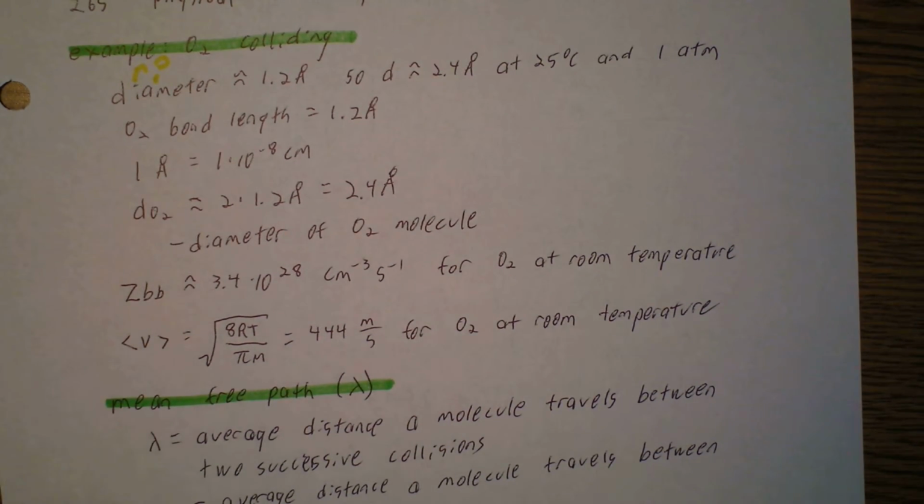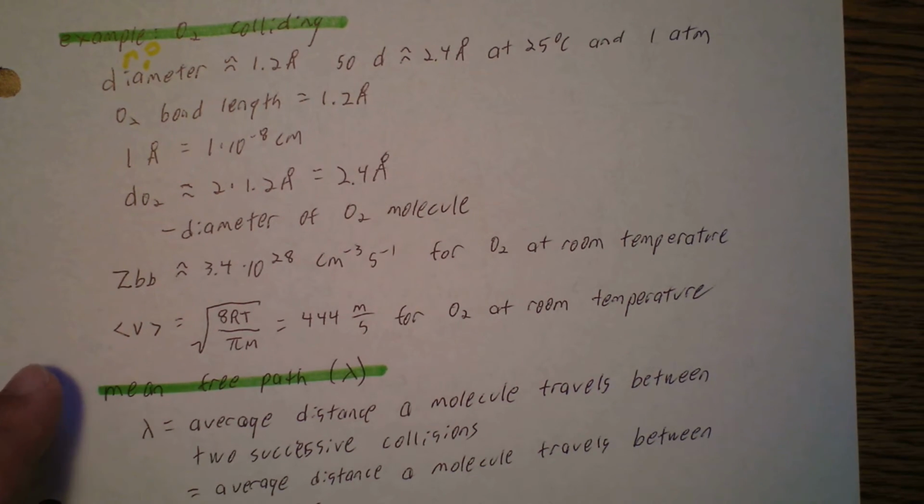So ZBB is going to be roughly equal to 3.4 times 10 to the 28 per centimeter cubed per second. And that's for oxygen at room temperature, because we said 25 degrees Celsius, 1 atmosphere. So the average speed is going to be the square root of 8RT over pi times the molecular weight. So that comes out to 444 meters per second at room temperature.